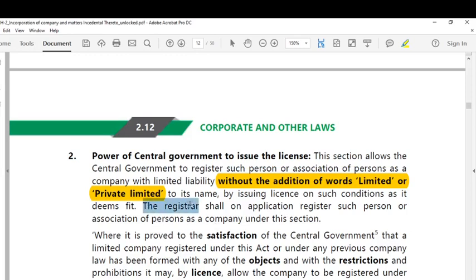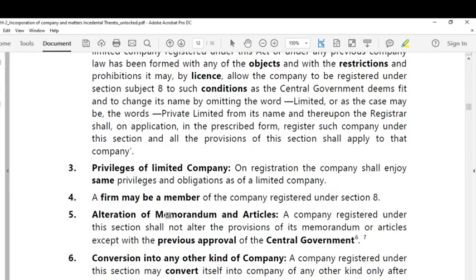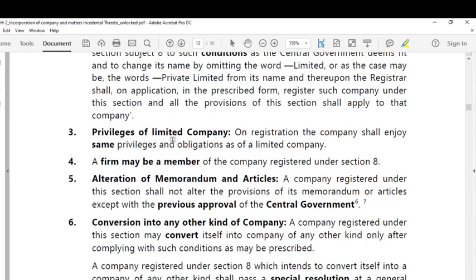So the Registrar, on application, will issue a license to carry out the business, upon satisfaction of the central government. And whatever privilege of limited liability is there will also be extended to the Section 8 company, like that of a private company or a public company. So the privilege of limited liability is there for a Section 8 company.